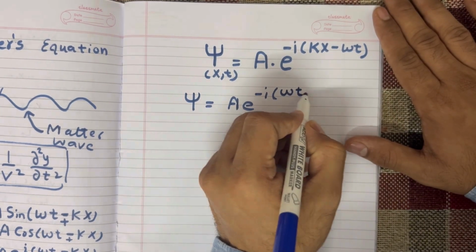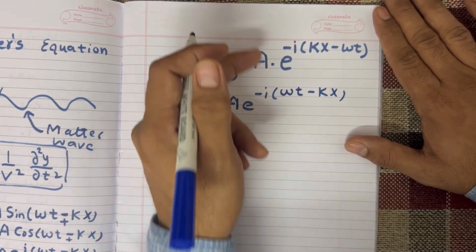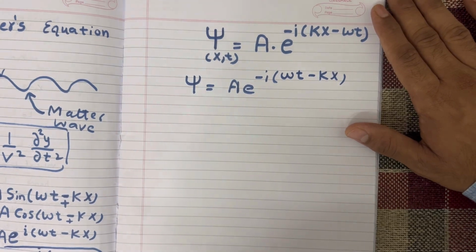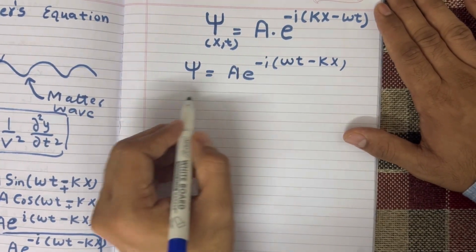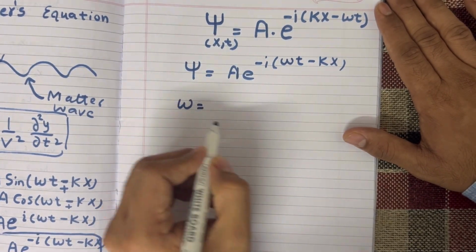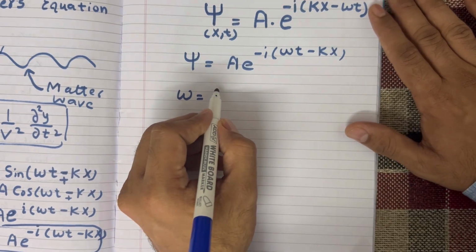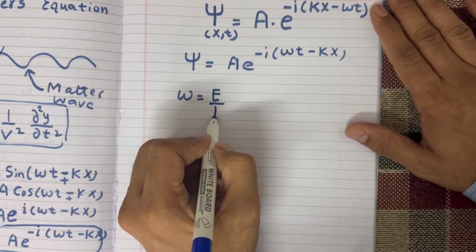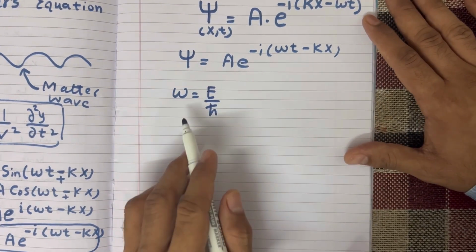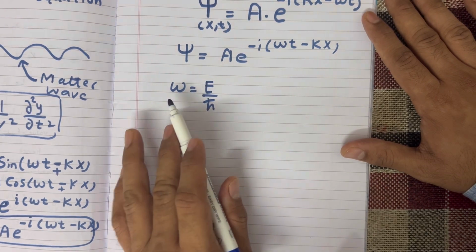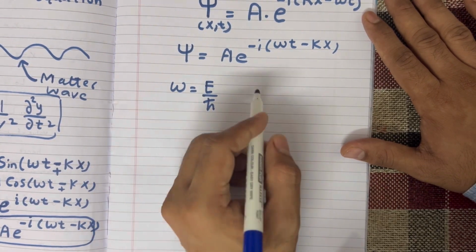Just for making clear, I'll write reverse also. Whichever we like, we can choose it. Now, first of all, here omega, which is there. Omega is the frequency of this particle. Omega can be written as E by h stroke. Those who do not know this equation, we can derive it. Now, within a minute, I will derive it.